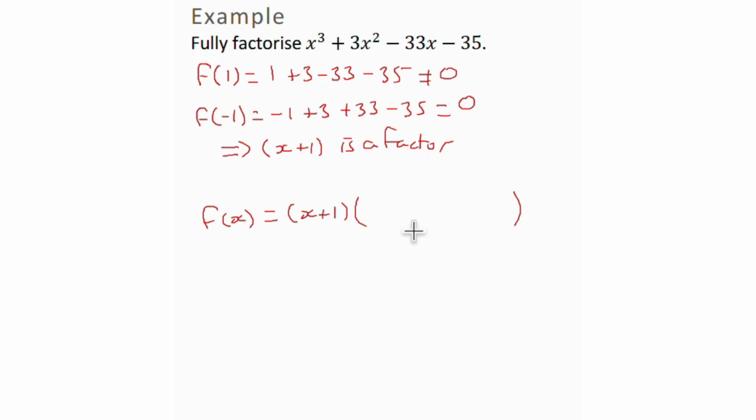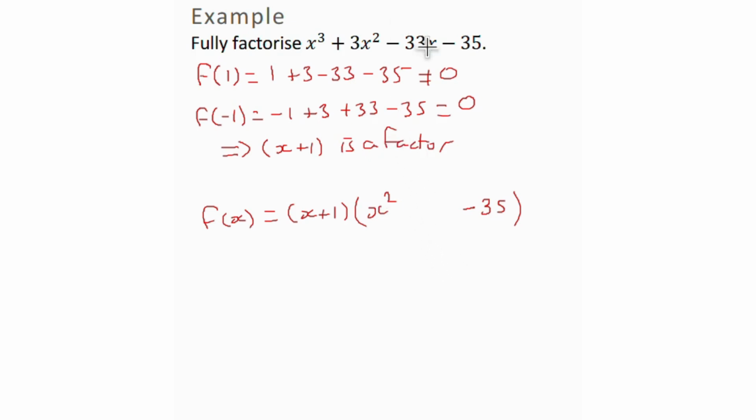Or we can do the quick method by inspection. Given that we have to get minus 35 as our constant term, and we've got 1 here, we can immediately see that this has to be minus 35. Similarly, we have x and we need x cubed, so this is going to have to be x squared.